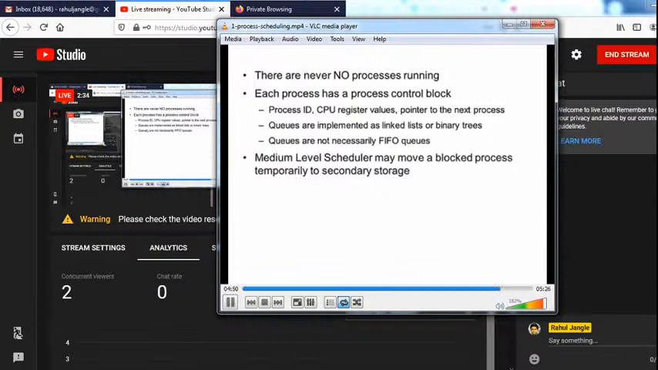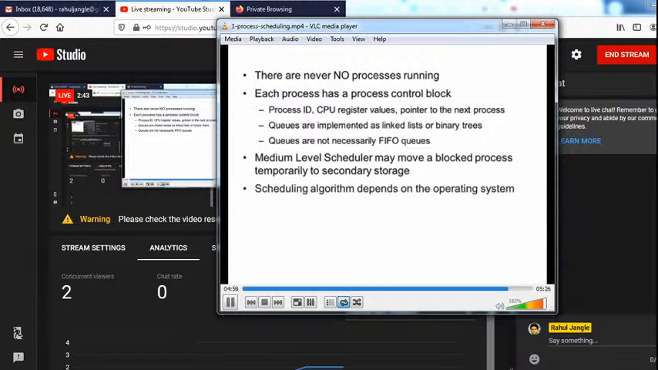Another part of the system, known as the medium-level scheduler, might move a blocked process temporarily to secondary storage. The scheduling algorithm depends very much on the operating system. In fact, there might be multiple ready queues for processes of different priorities.